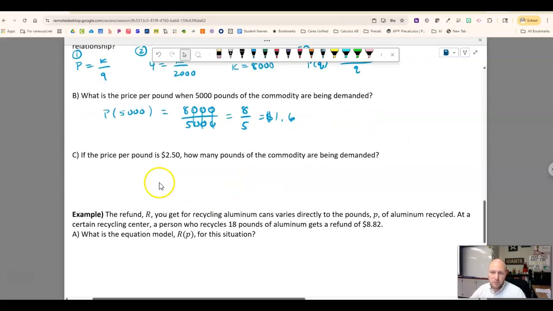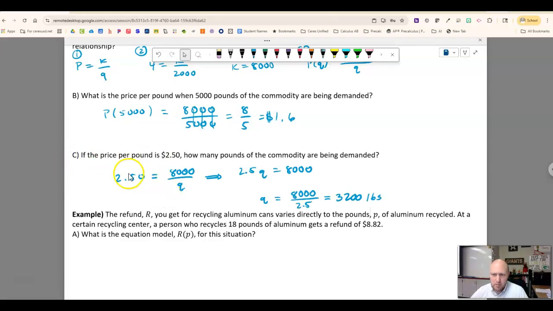Okay, C. If the price per pound is $2.50, how many pounds of the commodity are being demanded? Go ahead, pause me. Answer this one. Okay, for C, we went ahead and plugged in 2.5 for the price per pound. That's equal to 8,000 over the quantity. We can multiply by Q, and we get 2.5 Q is equal to 8,000. We divide both sides by 2.5 to isolate your Q, and the quantity is 8,000 divided by 2.5, which is 3,200, and this is in pounds. How did you do? Hopefully you did pretty good.